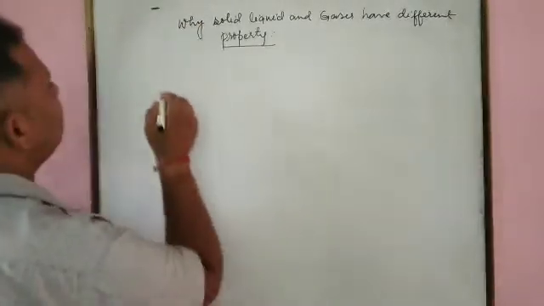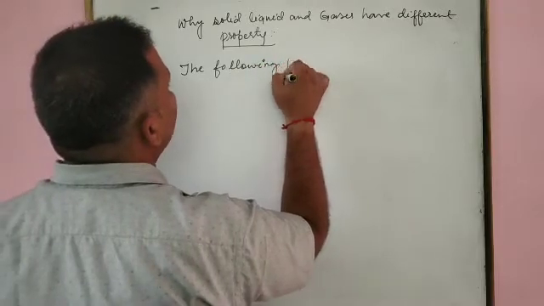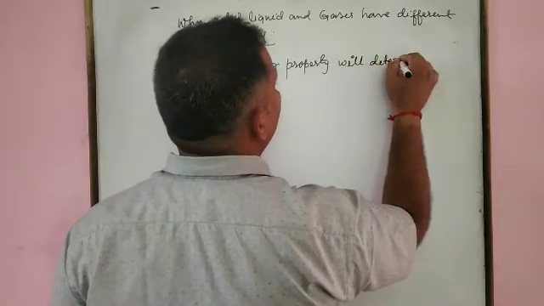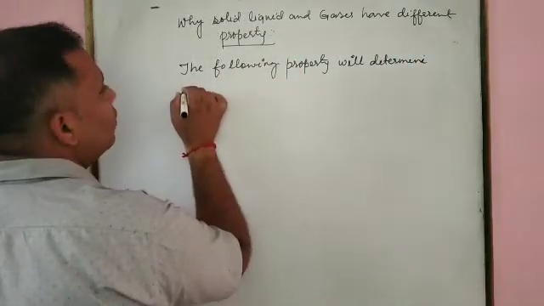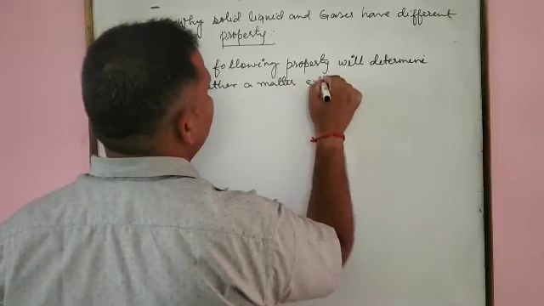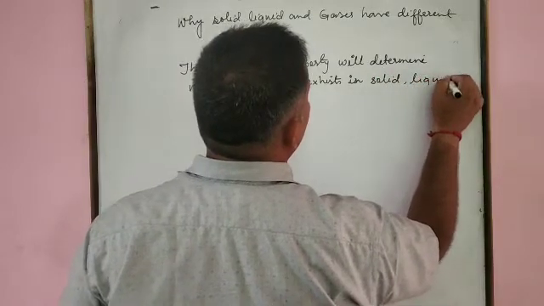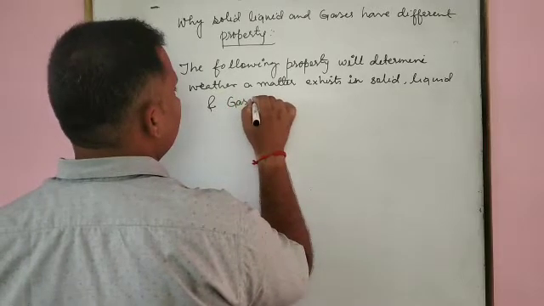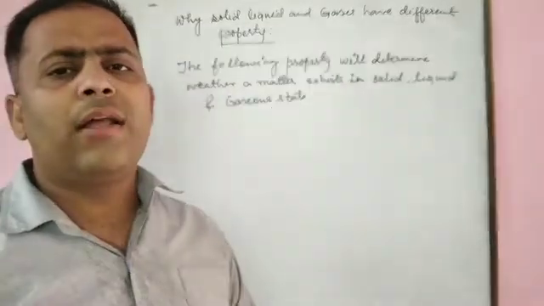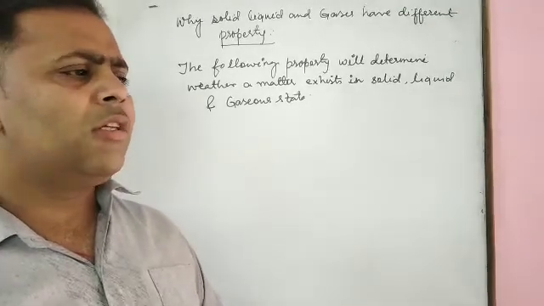It means the following properties will determine whether a matter exists in solid, liquid and gaseous state. It means the same thing is here. Why does a matter exist in solid or liquid or in gaseous state? What is the reason behind that? Let us discuss those properties one by one.